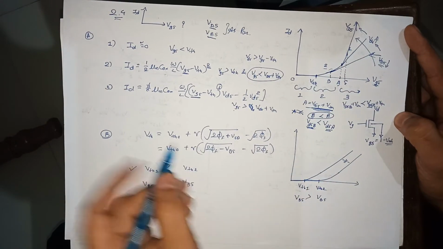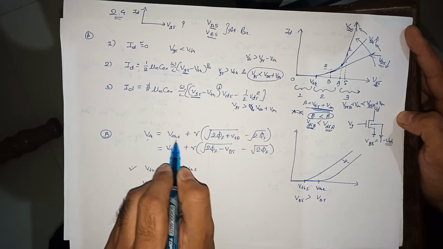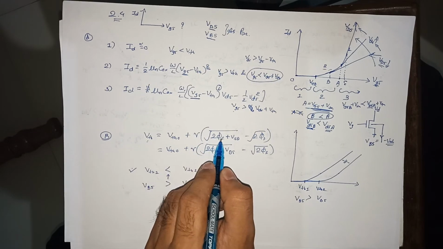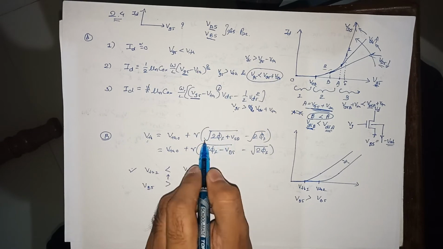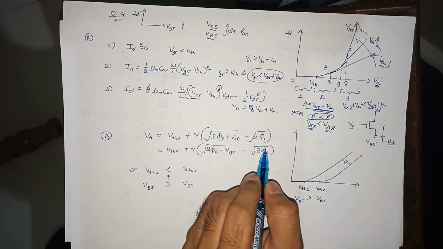Now we are going into the second one. We know the equation of VTH, that is VTH0 plus gamma times the bracket of the square root of (2 Fermi potential plus VSB) minus the square root of 2 Fermi potential.